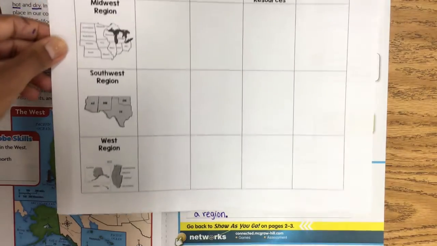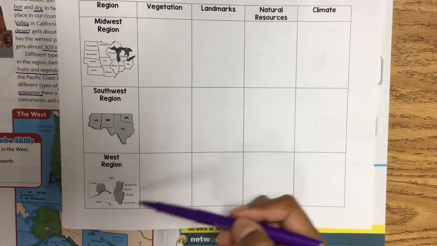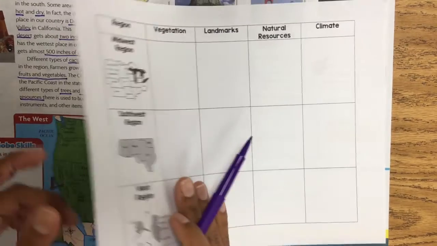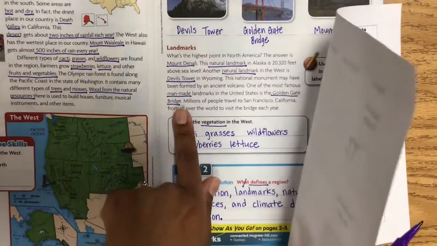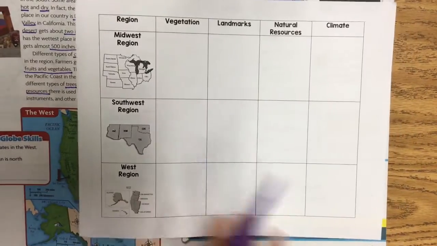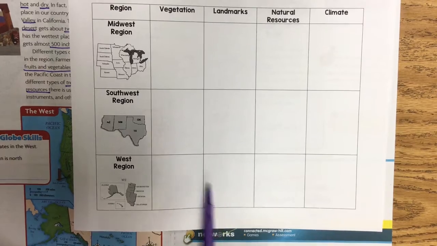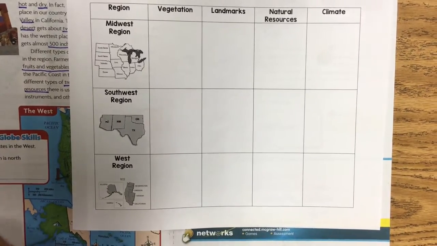Now, just a reminder again that you should be filling in your graphic organizer. Today you will be working in the West region, and you want to take a look at all of the different information that you already underlined or highlighted. So you would fill in the climate, natural resources, landmarks, and vegetation. Great job.